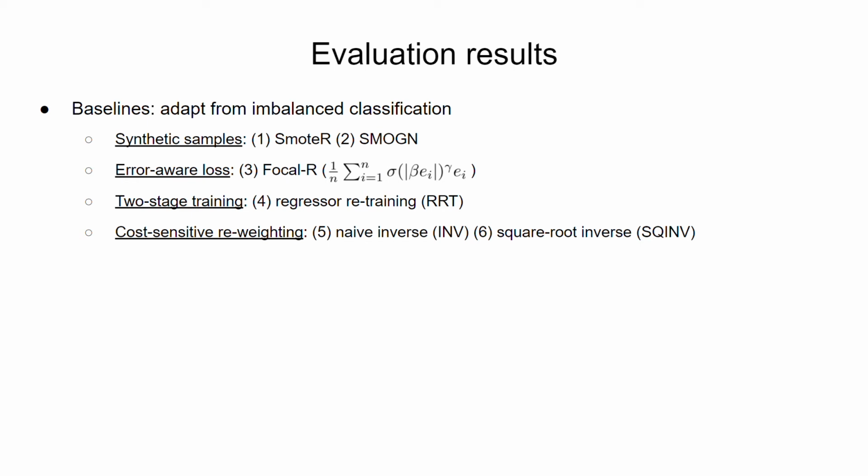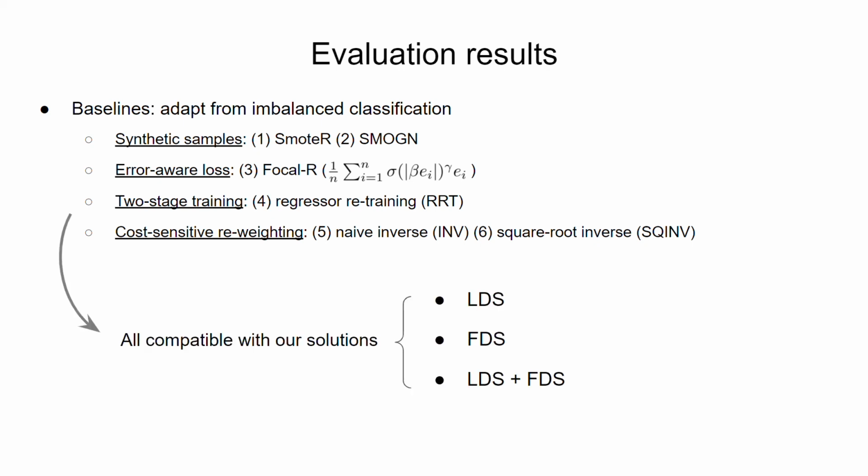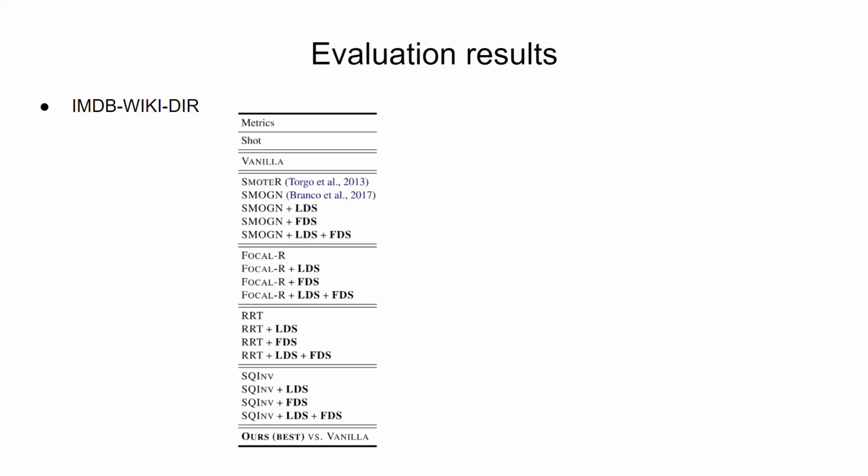Traditionally, people consider imbalanced regression is not intrinsically different from classification, and is just classification with more classes. So for baseline comparisons, we choose state-of-the-art imbalanced classification methods with different strategies and directly adapt them for regression. The baseline categories include synthetic samples, error-aware losses, two-stage training, and cost-sensitive reweighting. We again highlight that a nice property about our solutions is that they can be seamlessly incorporated to augment all these methods. Here we show the representative results on each dataset.